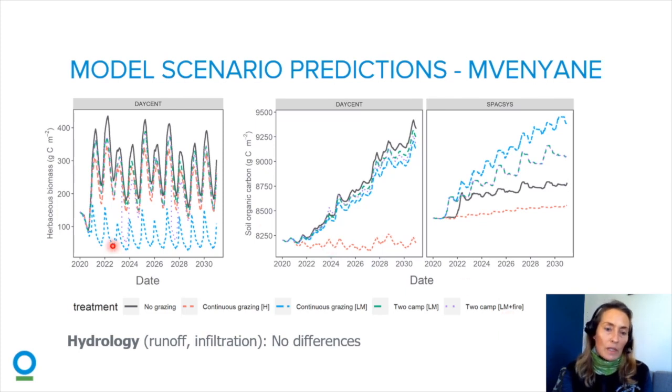And what we see is that compared to the continuous grazing, we will definitely see more herbaceous biomass with any of the other scenarios, but of course we're not going to have no grazing, and we have pretty high biomass with the two-camp system with or without fire. And then we expect over time to see soil organic carbon increase when we move away from the continuous grazing.